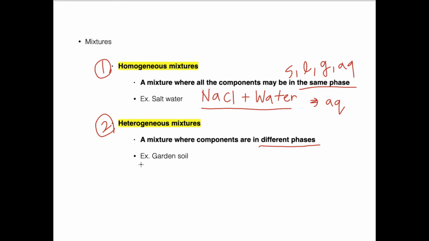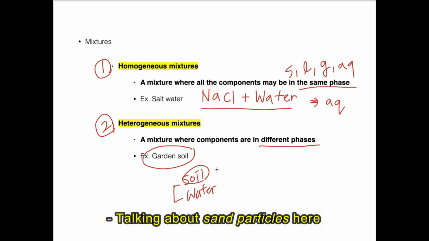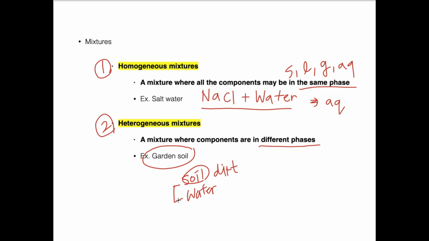However, let's look at the example of a heterogeneous mixture. When looking at garden soil, there are different components, different substances that forms garden soil, right? There's soil or dirt, water. There's also gas between the dirt and water. So dirt particles would be a solid, water, liquid, and gas would be gas. So there are different components that are each in different phases. This forms a heterogeneous mixture.